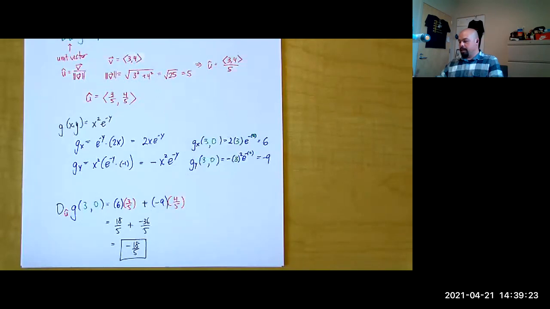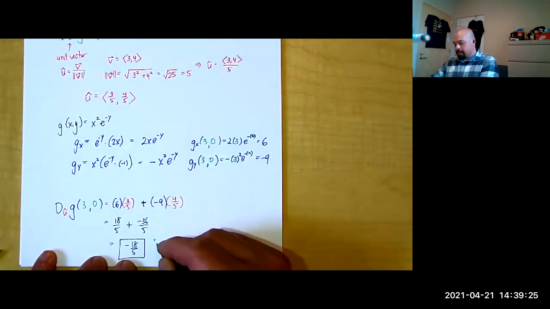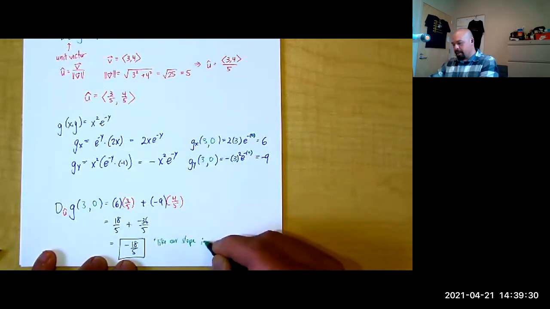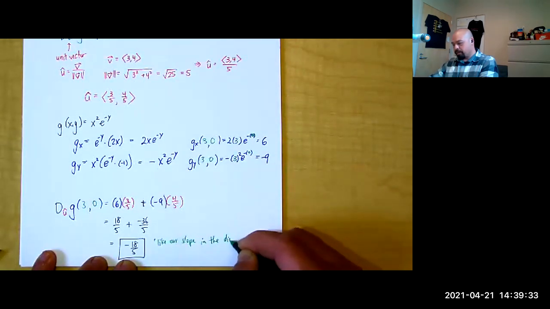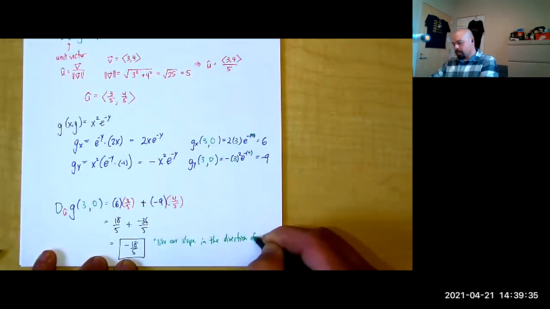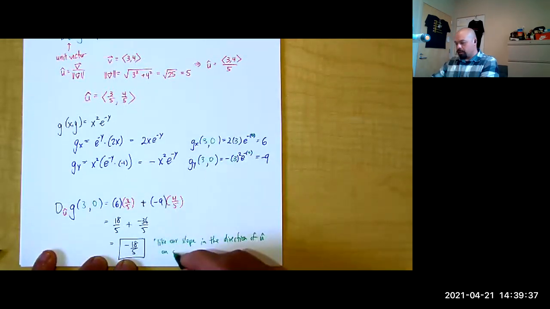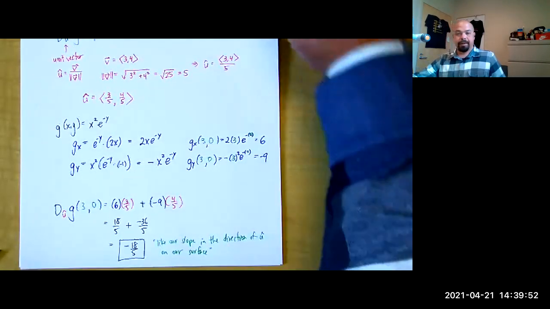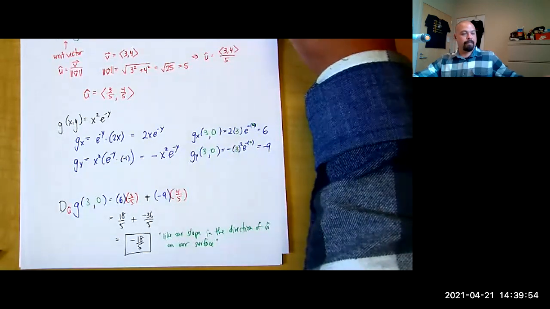Right? And this is like our slope in that direction of u on our surface. Okay. That's our slope in the direction of u on our surface looking down. Okay. All right. With that said, that calculation then.